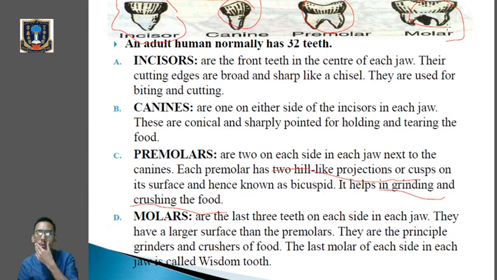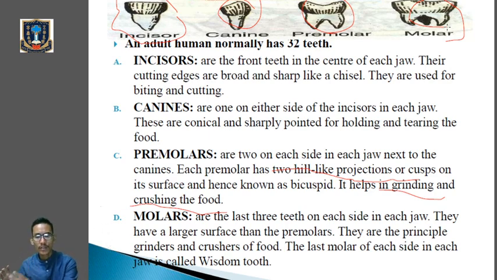So what are the different types of teeth? Incisor, canine, premolar, and molar. Incisors are the front teeth, mainly used for biting and cutting. Then comes the canine, which is present 1 on either side of the incisors. It is conical and pointed, and mainly used for holding and tearing the food particles. Then comes the premolar, which are 2 on each side, next to the canine, and each premolar has two hill-like projections or cusps, so it's called bicuspid. Its function is grinding and crushing the food.